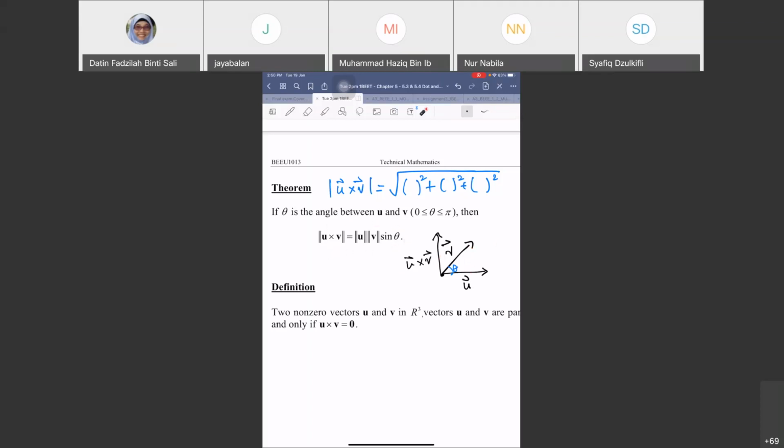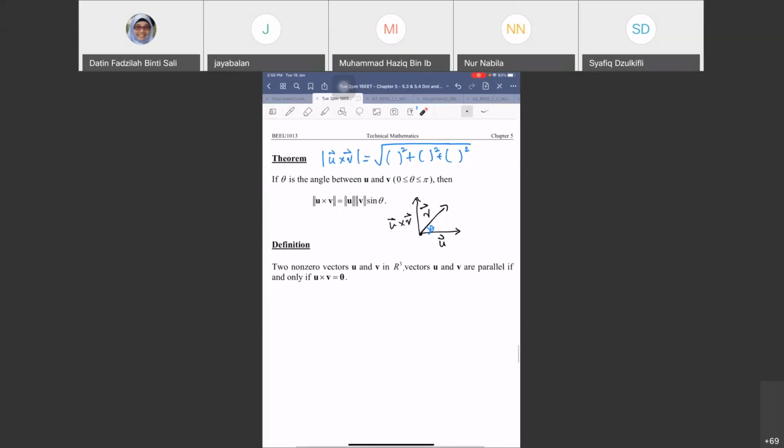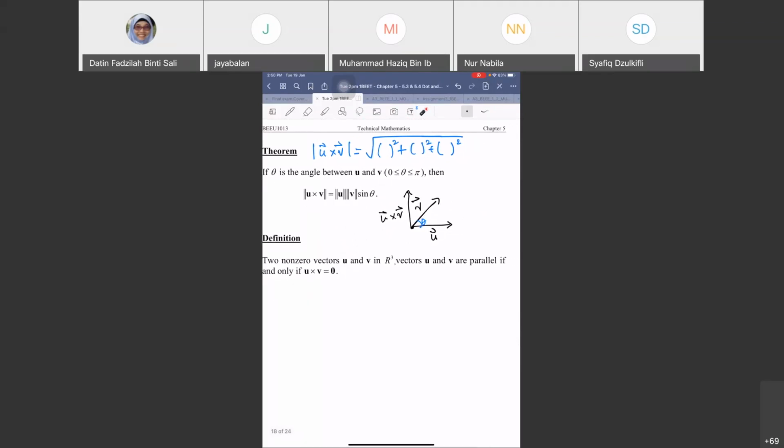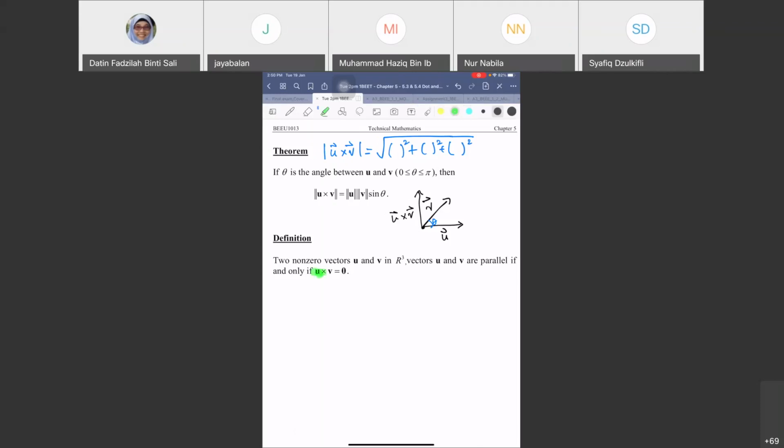So this is just a theorem. There is one important definition down here, talking about cross product equals 0, and the keyword here is parallel. The definition says that if you have two non-zero vectors u and v in R power 3, which is just the notation for three-dimensional space, then vectors u and v are parallel if and only if u cross v equals 0.